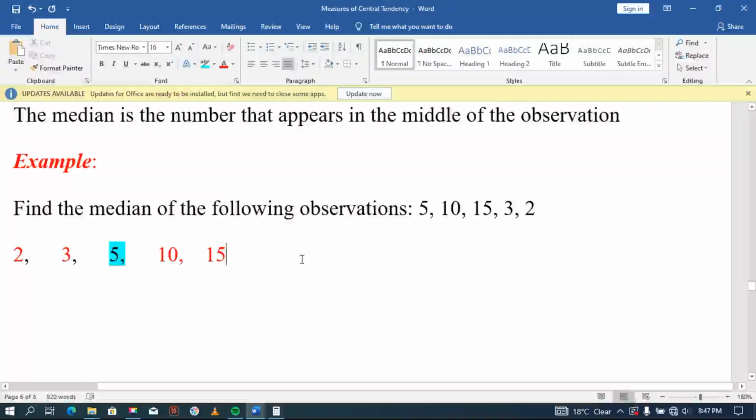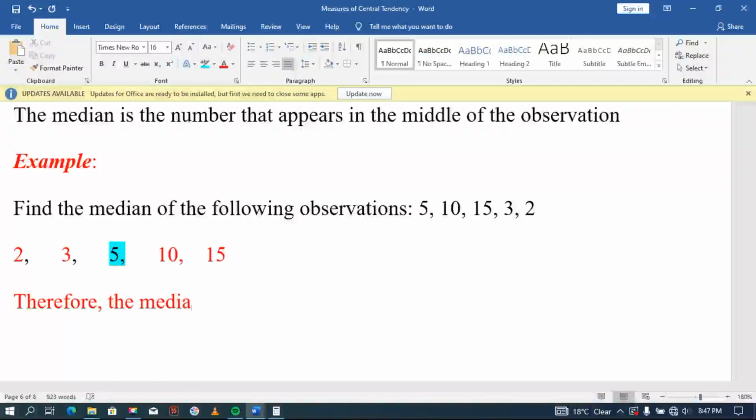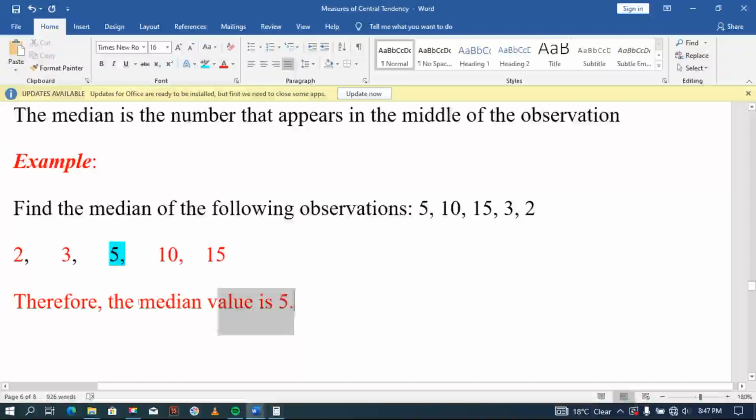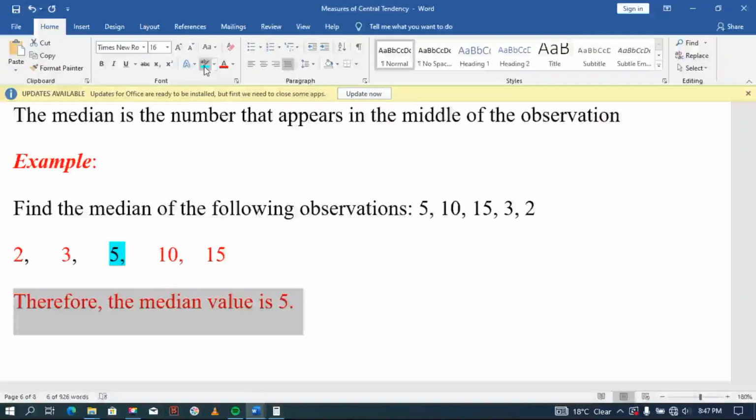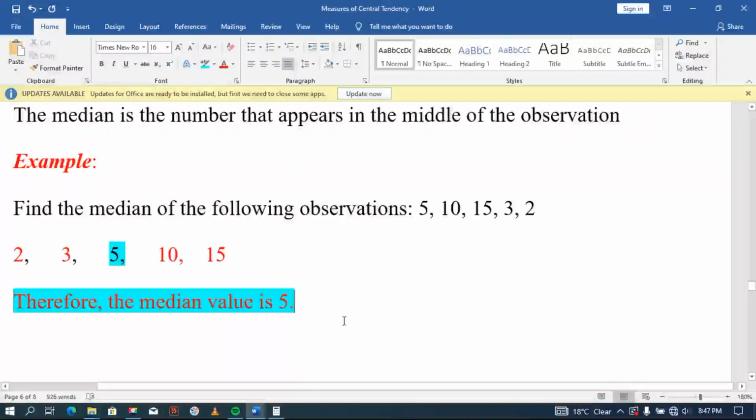So therefore the median value is 5. The median value is 5. So that is in case the observations form an odd number. For example, now these are 5 observations.